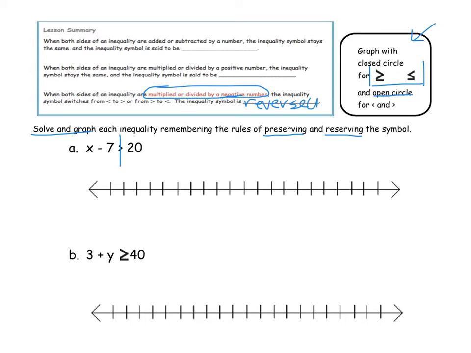So here I'm going to draw my line just like I would if it was an equation. It's minus 7, so to undo that I have to do the additive inverse of adding 7. Now, usually I write underneath, but I'm going to bring it over here. So now x is greater than 27. Remember that the only time you reverse the symbol is if you're adding or multiplying or dividing by a negative number. So we preserved the symbol.